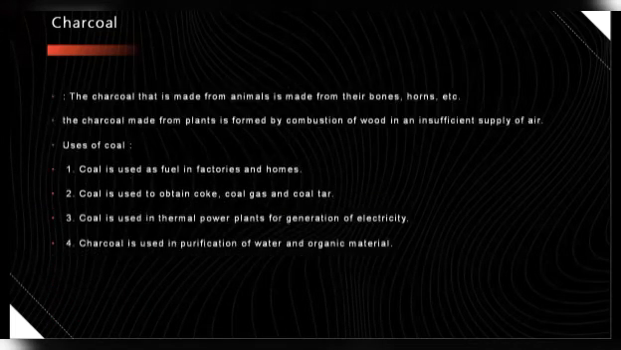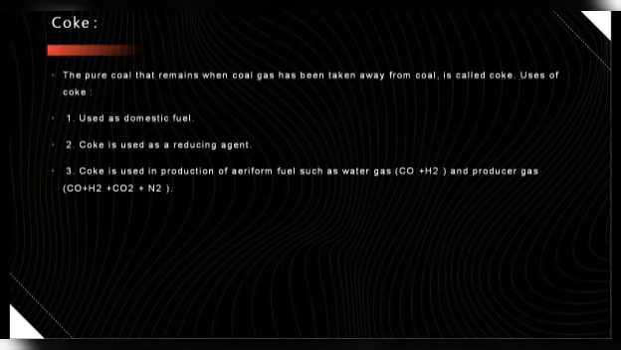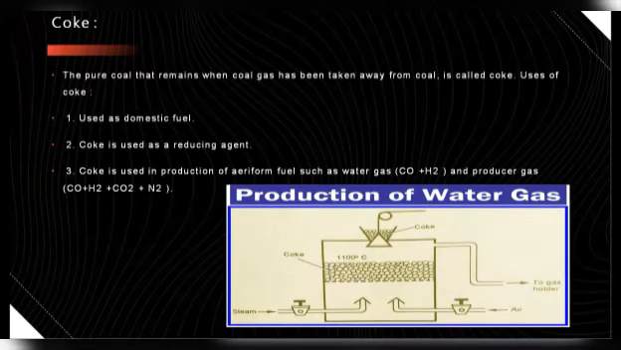Next one is charcoal. The charcoal that is made from animals is made from their bones, horns, etc. On the other hand, the charcoal made from plants is formed by combustion of wood in an insufficient supply of air. Next is coke. The pure coal that remains when coal gas has been taken away from coal is called coke. Coke is used as domestic fuel. It is also used as a reducing agent. It is also used for the production of aeriform fuels such as water gas and producer gases.